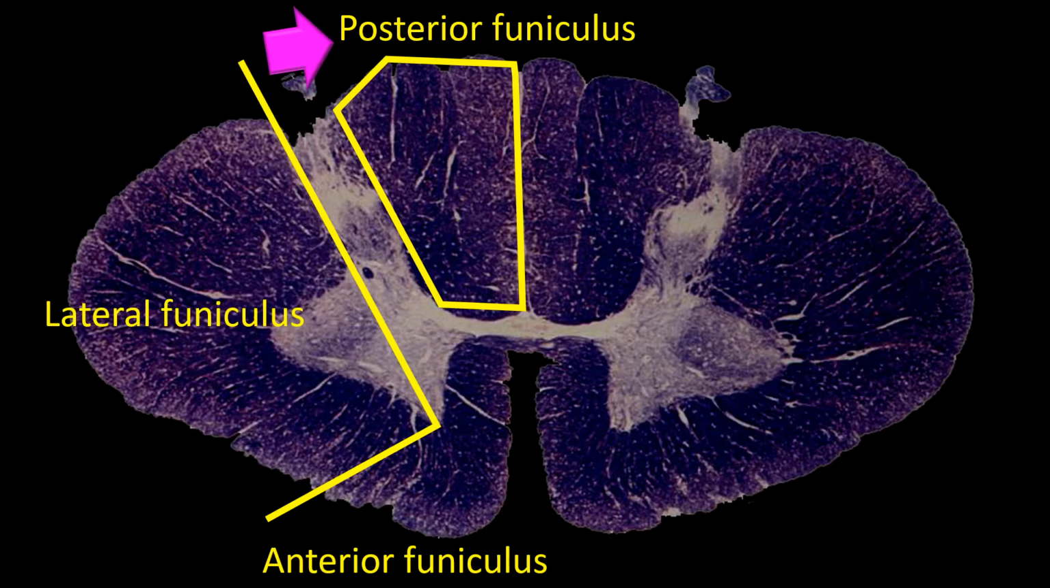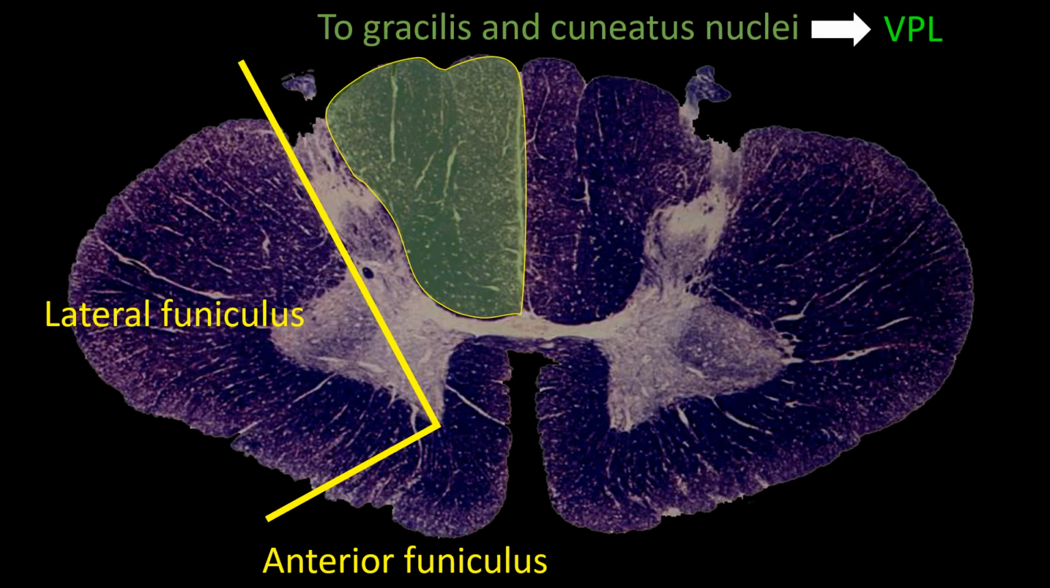The bulk of the fibers in the posterior funiculus arise from axons carrying conscious proprioception and two-point discrimination from neurons in the dorsal root ganglia going to the gracilis and the cuneatus nuclei. These axons enter the cord medially in the dorsal root entry zone, do not make contact with neurons at the entry level, and go up ipsilaterally to contact neurons at the lower medulla.